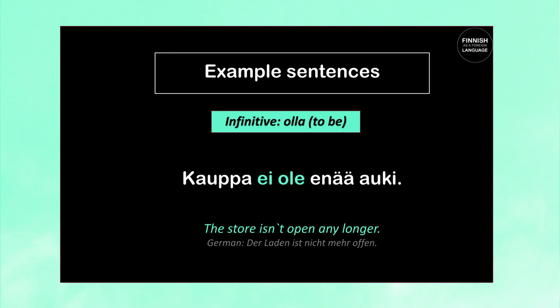Next one. Kauppa ei ole enää auki. The store isn't open any longer. So kauppa means store. Ei ole means is not. Third person singular here because of kauppa. Enää means any longer and auki means open. So let's repeat. Kauppa ei ole enää auki. The store isn't open any longer.